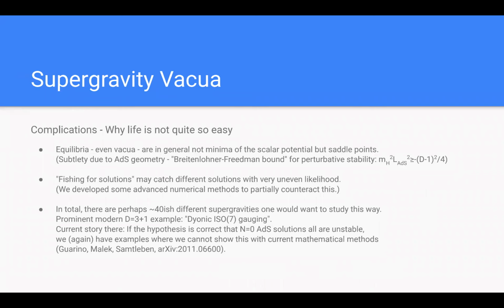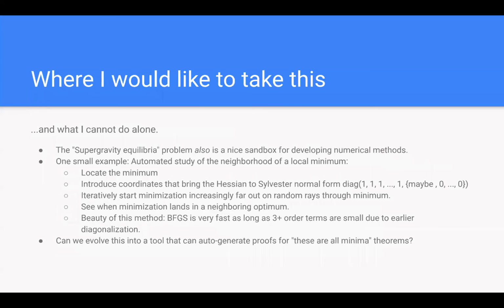So the current story there is that if this hypothesis is correct, that non-supersymmetric ADS solutions are all unstable, then again, we have examples where we cannot show this with current mathematical methods. There's a recent paper by Henning Samtleben and collaborators about this.